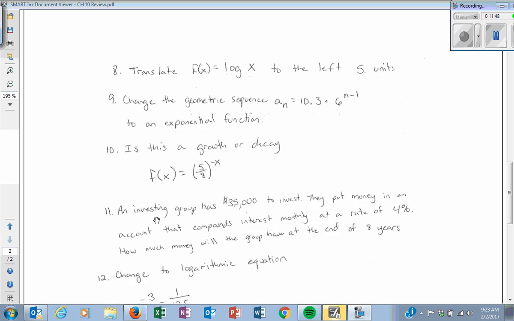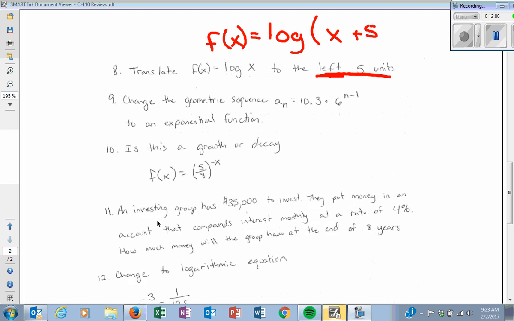Translate log x to the left 5 units. So this is left, it's inside parentheses, so it would be f of x would equal log, and then parentheses, x left, I want to put -5, but I know it's the opposite, so I put +5.